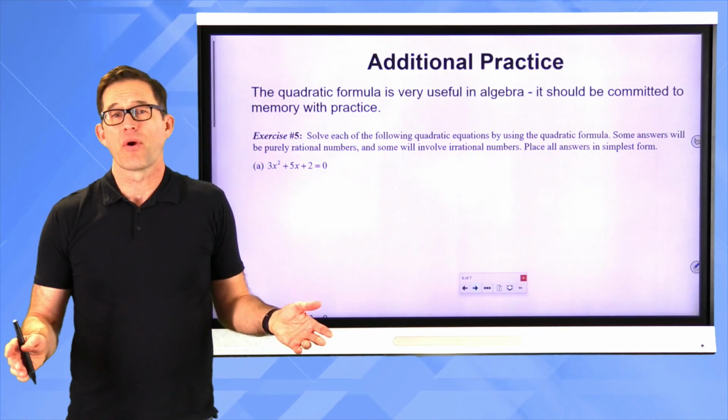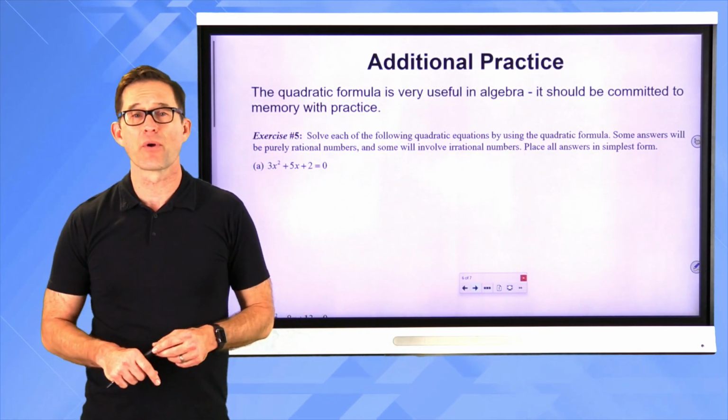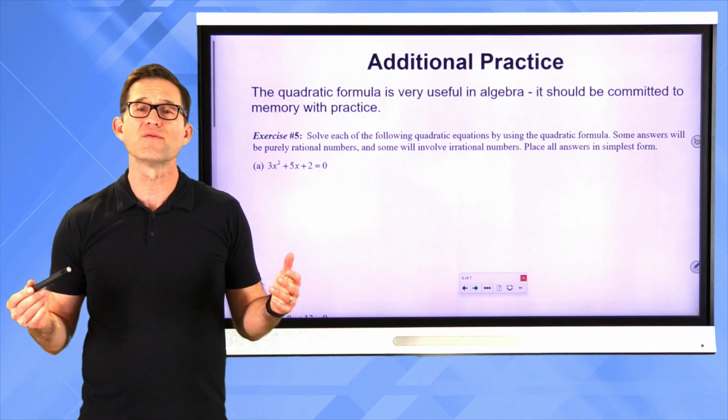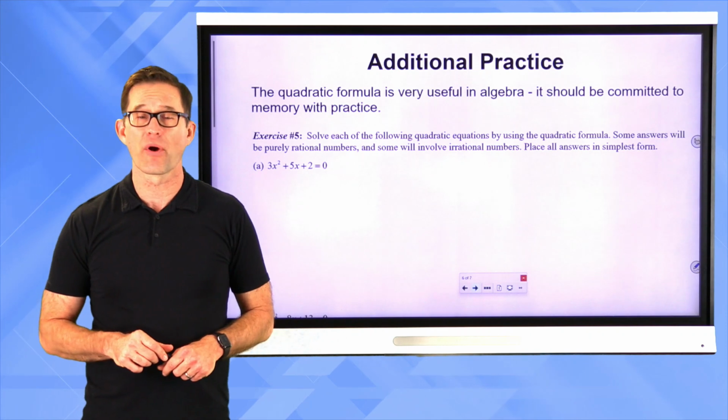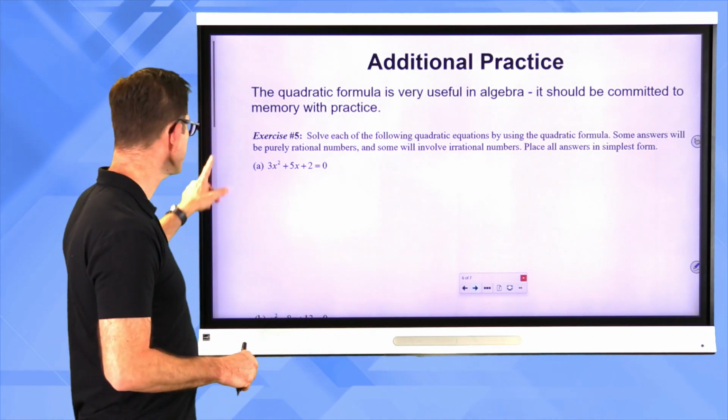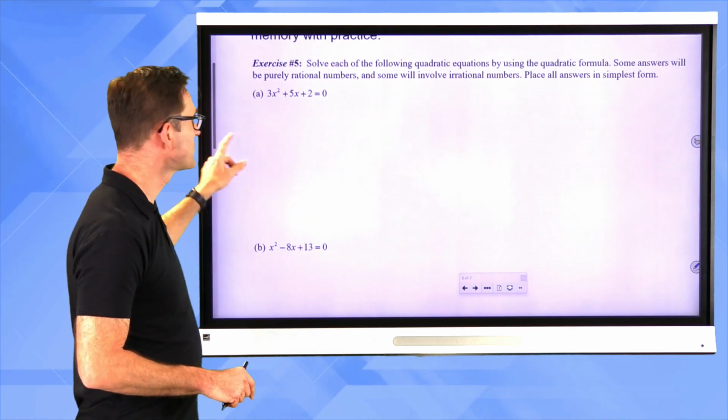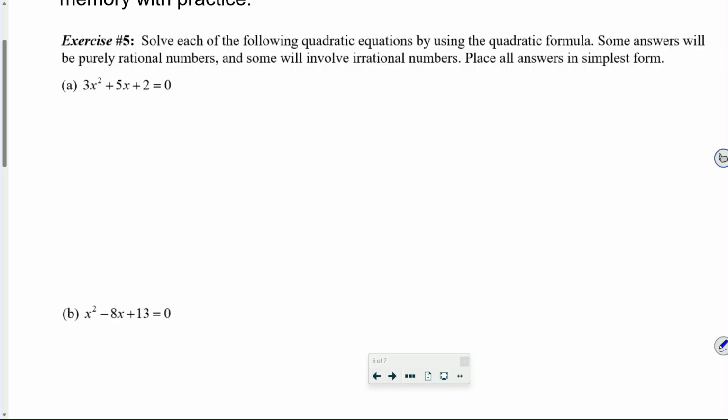Now, you've got to get practice. So that's what this last problem is all about. The quadratic formula is very useful in algebra. It should be committed to memory with practice. So let's get a little bit of practice. Exercise number 5. Solve each of the following quadratic equations by using the quadratic formula. Some answers will be purely rational numbers, and some will involve irrational numbers. Place all answers in simplest form.